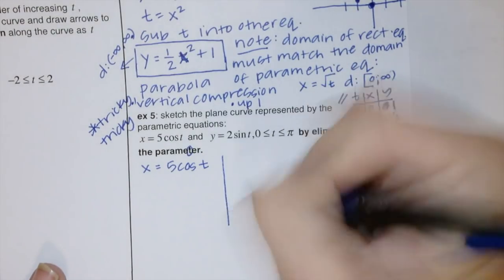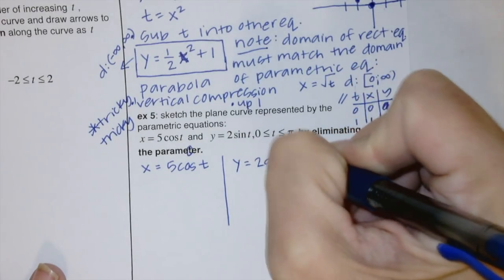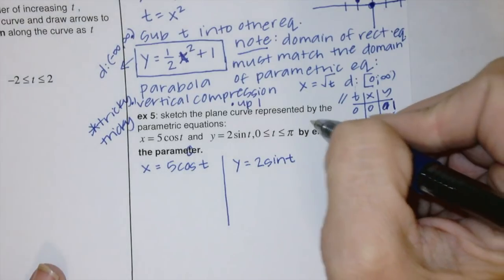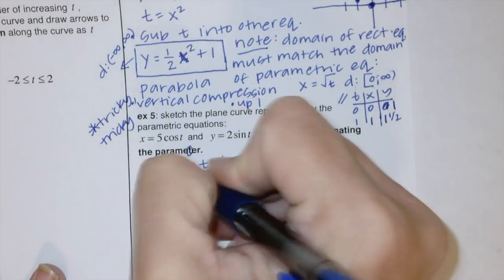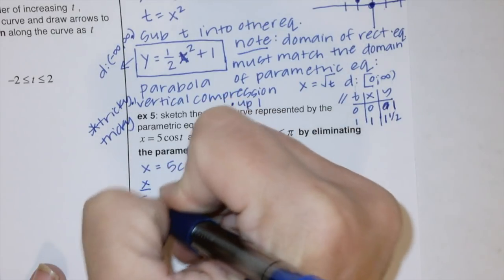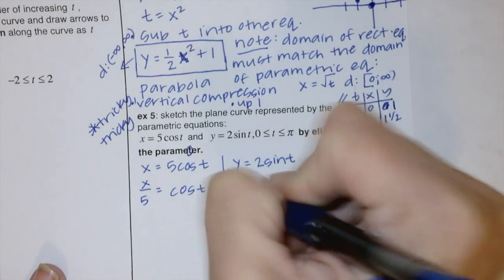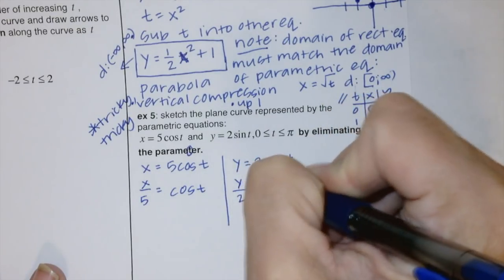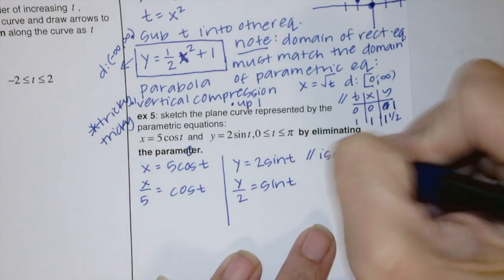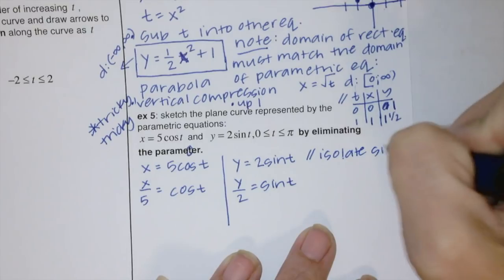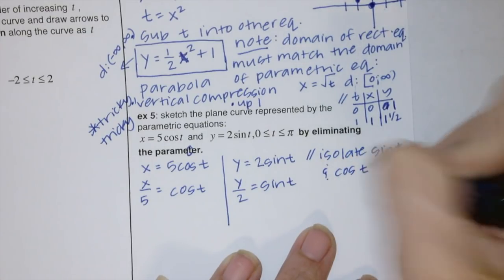So here's what we're going to do first. I'm going to copy these equations real quick, and then I am going to isolate sine and isolate cosine. So let's start with cosine. How do I isolate cosine? I'm going to divide both sides by 5. And over here, divide both sides by 2. Okay, so step 1, isolate sine t and cosine t.